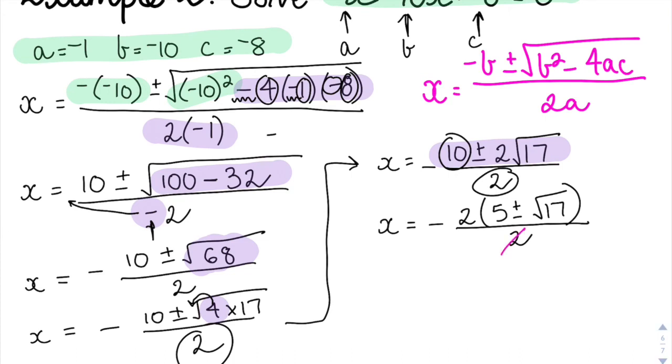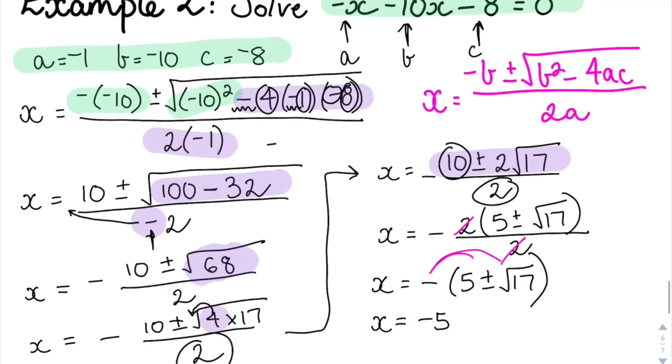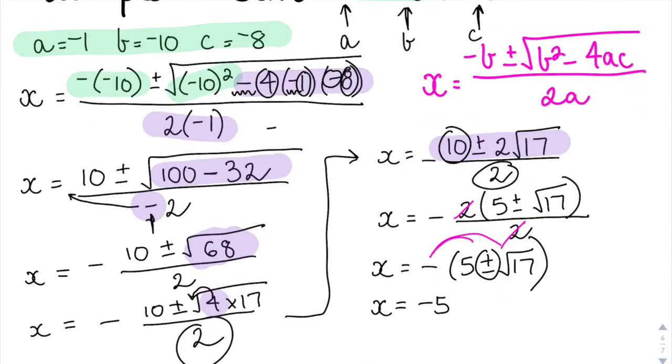Now what you might see is our 2's can cancel, and what we'll be left with is negative 5 plus or minus root 17. Now we can multiply that negative out, and we'll be left with negative 5. This plus or minus won't change, as we'll still end up with 1 plus and 1 minus, so I'll just leave it in that form, root 17. It's perfectly fine to leave your solution this way.